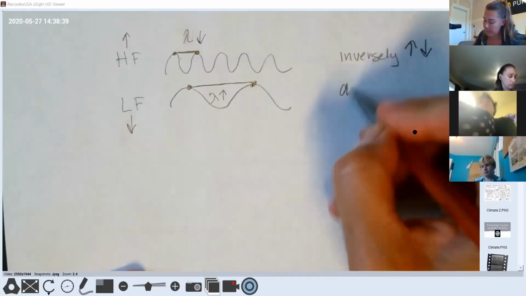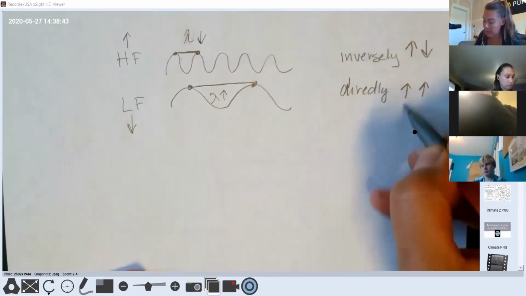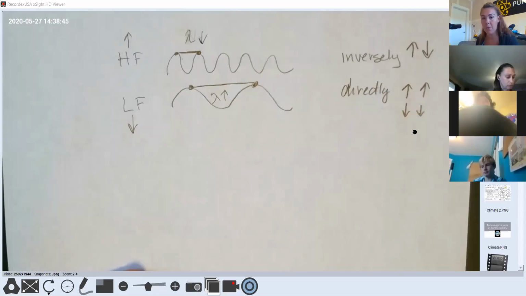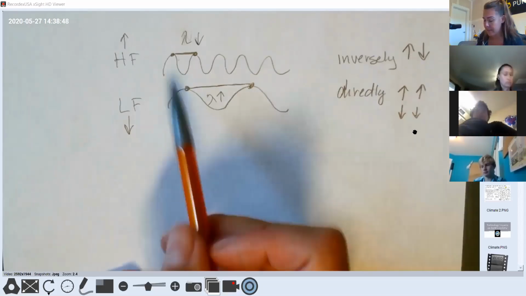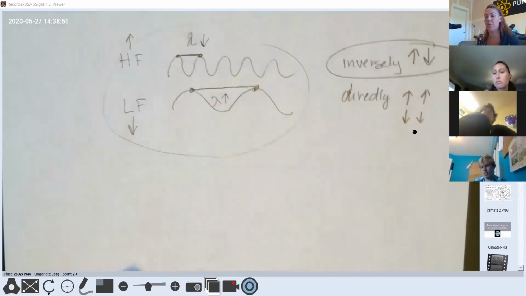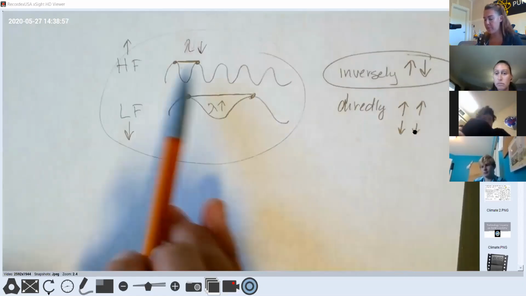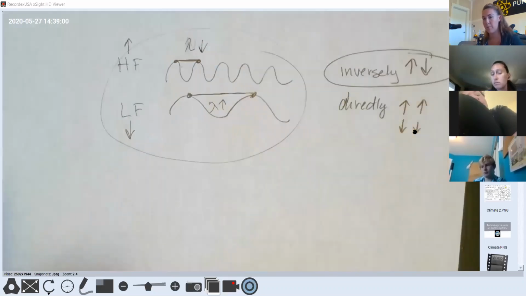Directly means if one goes up, the other goes up, or if one goes down, the other goes down. Okay, so in this case, this relationship is inversely proportional. So you'll have to know that for the test as well. So just remember that. You might get the concept, but do remember these words when we're talking proportional for wavelength and frequency.